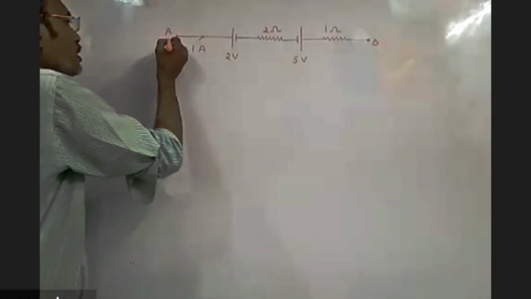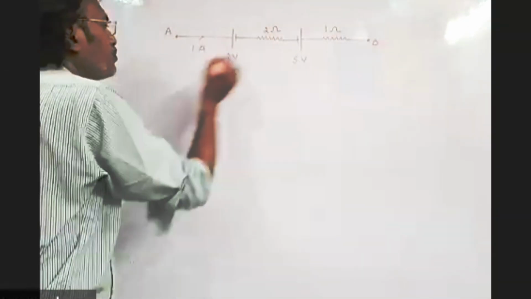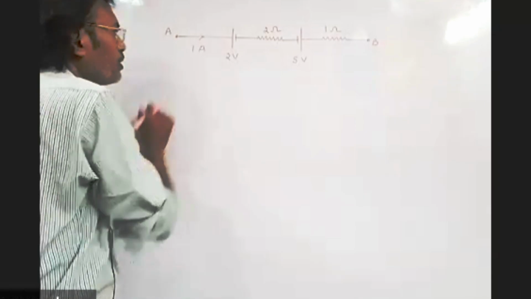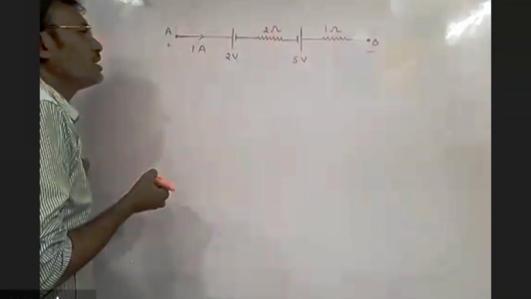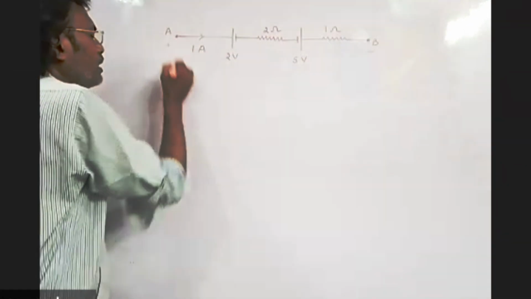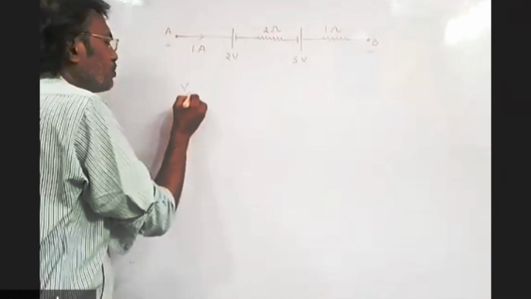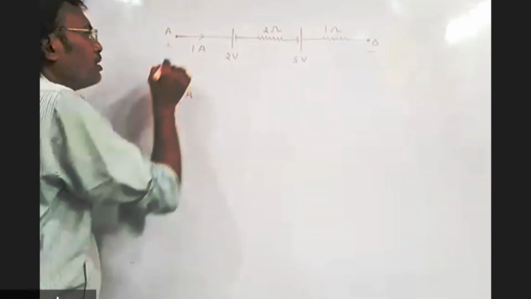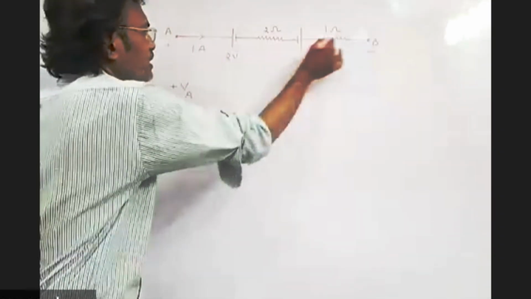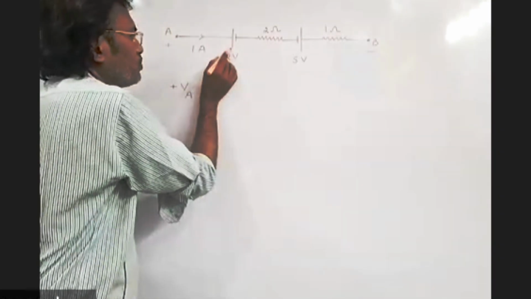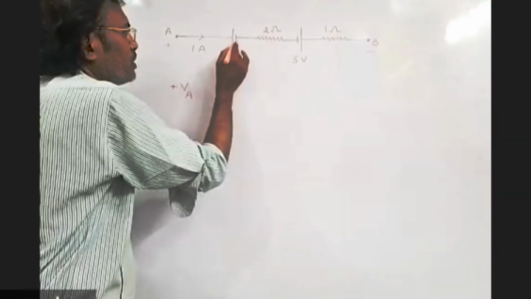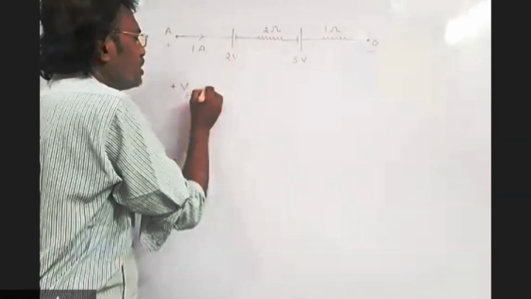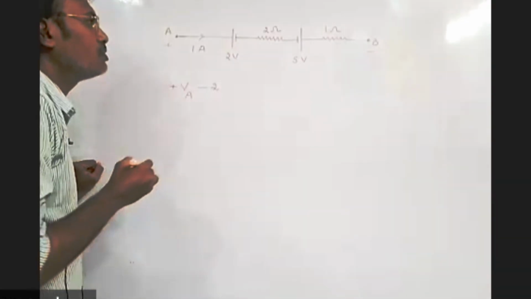Here current is moving from A to B. Apply Kirchhoff's second law. From where the current is started, that is the positive end, the other end is negative. So at A, the potential is positive, plus VA. Now move in this direction. At first you reach the positive end of the battery, then the negative end of the battery. Positive to negative, high potential to low potential, minus 2.